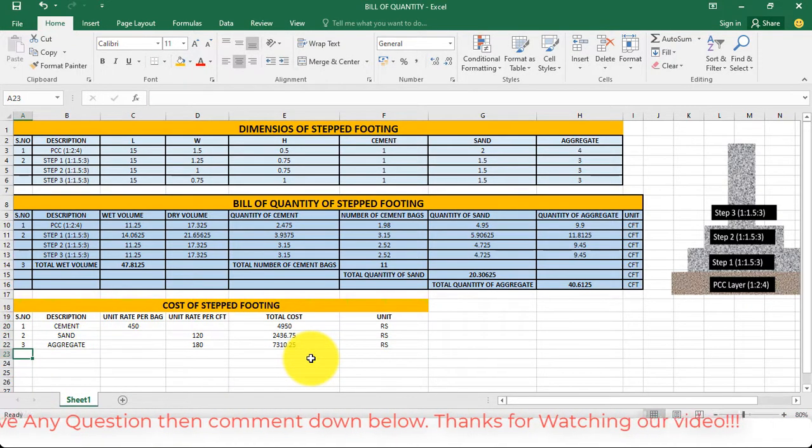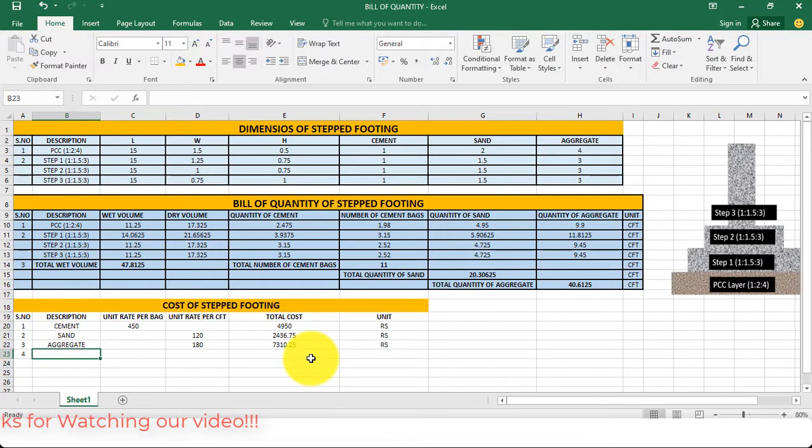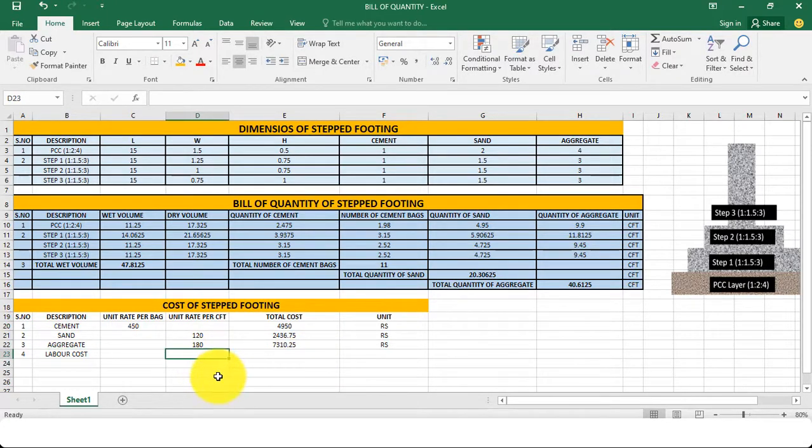So in serial number I will write 4. Then in the description I will write labor cost. Now to calculate the labor cost, I will need the unit rate of labor per cubic feet, which means that how much laborers are charging for 1 cubic feet of work. Okay? So let's say that the unit rate of labor per cubic feet is 120 rupees.